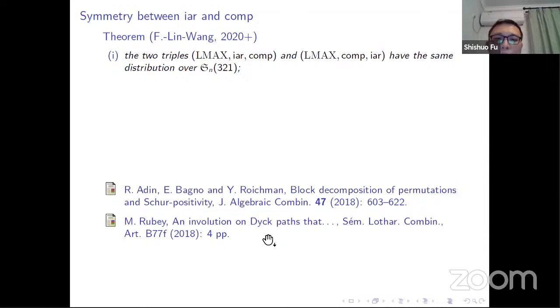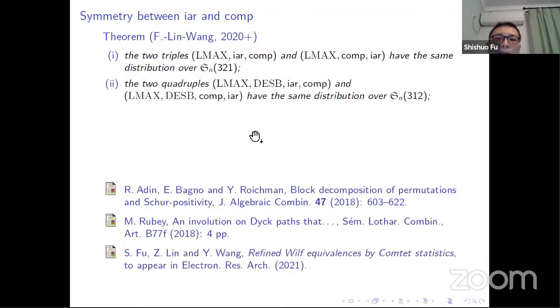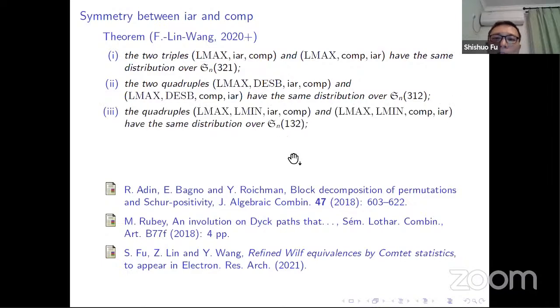Rubey proved it using Dyck paths. So we were able to prove it using just the permutations and some other companion results. For example, on 312-avoiding permutations, we can also have this nice equidistribution result where IR and comp are jointly symmetrically distributed, and you can add in the LMax and the descent basis. And also on 132, we also have these results.